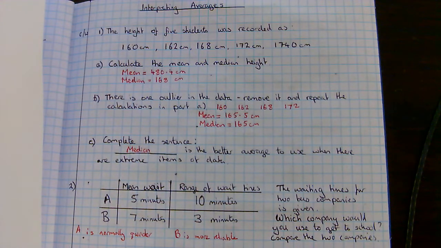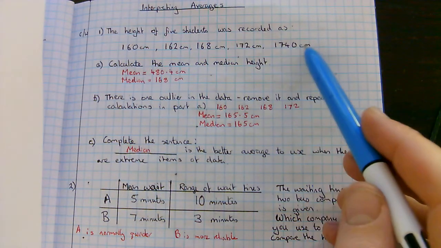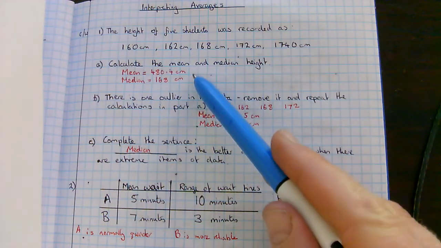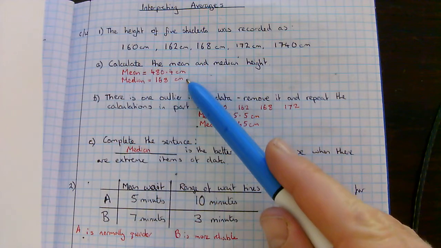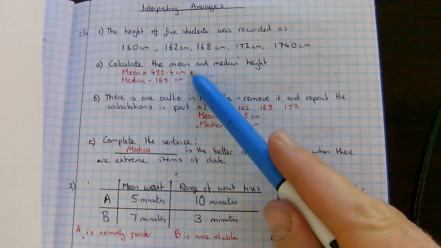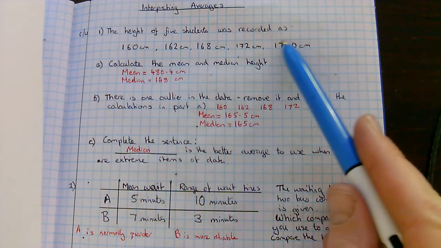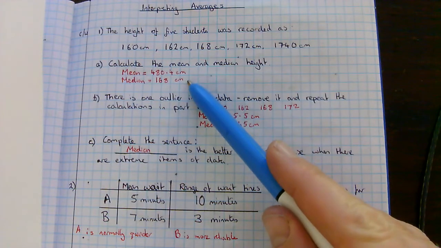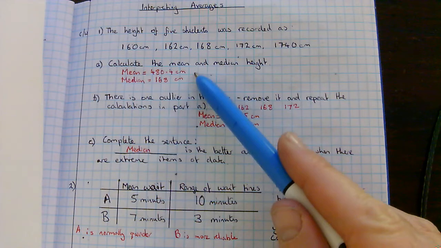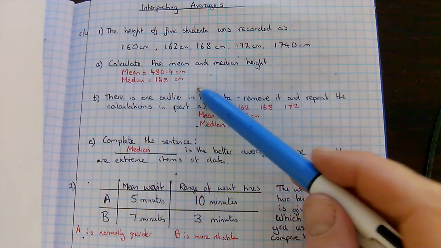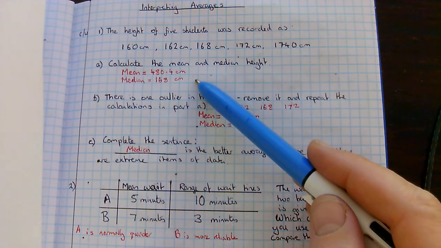Okay, so when we have a look at our mean and median height from the original data, the mean was 480.4, you probably did that on your calculator, which is fine, and the median was 168 centimetres. Notice that because you've got this outlier here, those are very different numbers, so that big number has really dragged up the mean. And you can see that in real life in quite a lot of scenarios.